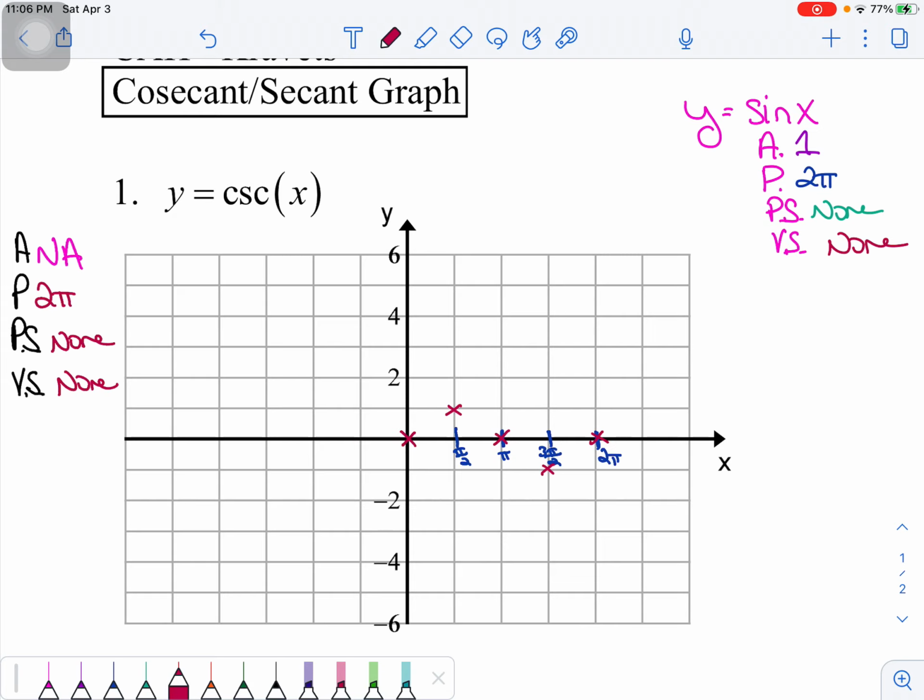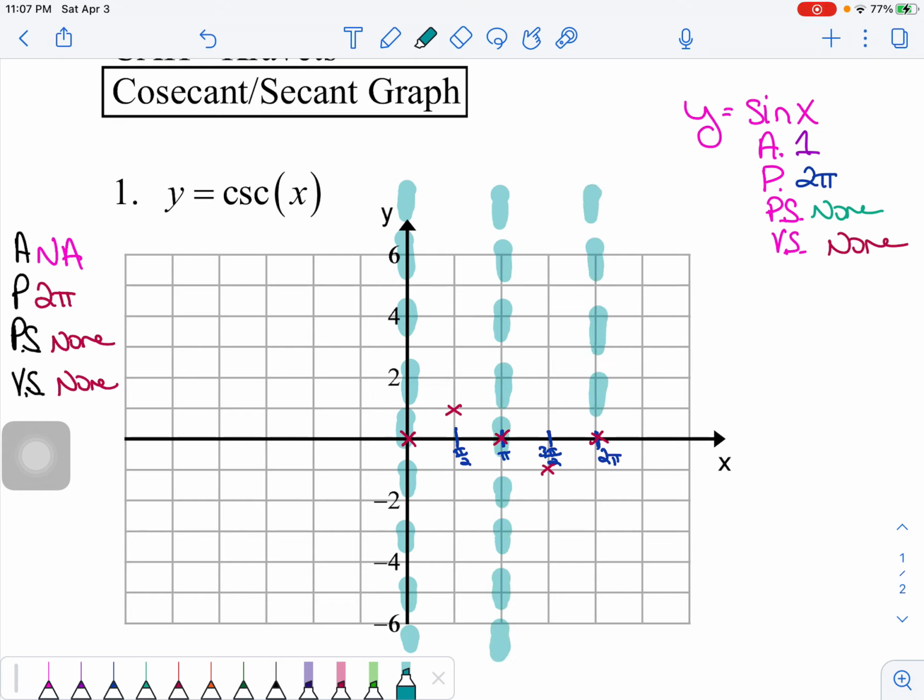Now, what I need to remember is that cosecant is the reciprocal to sine. So I need the reciprocal of all of these critical values. The easy one is all of these midline values. All of these midline values are 0, and the reciprocal to 0 is undefined. So everywhere sine has a critical value on the midline, cosecant has an asymptote. So I'm just drawing in some asymptotes here. Okay.